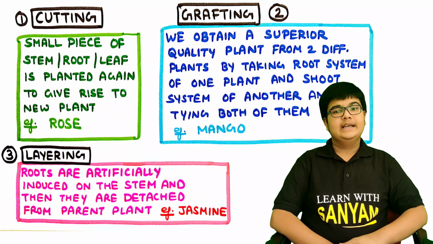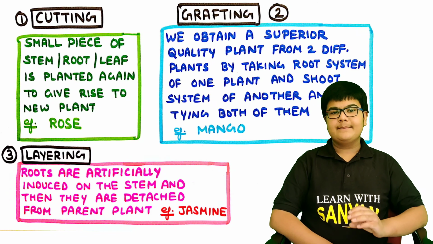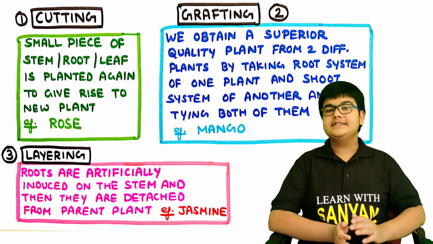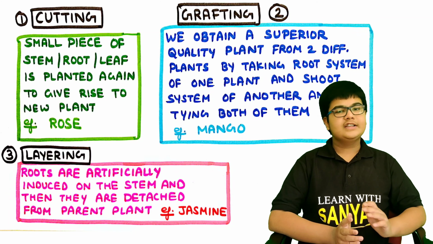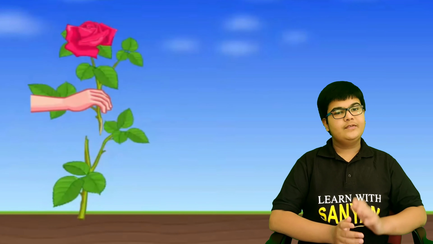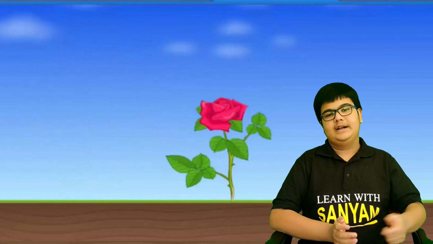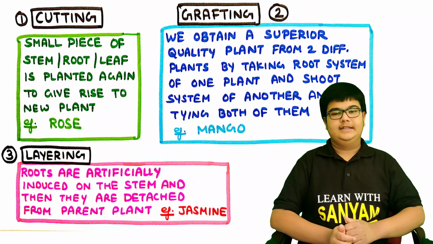First, cutting. A small piece of stem, root or leaf is planted again to give rise to a new plant. For example, in rose. We just take a small piece of stem and then plant it again into the ground and it grows into a new plant. This is known as cutting.